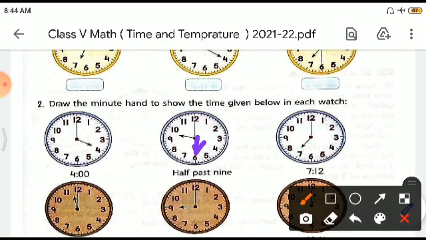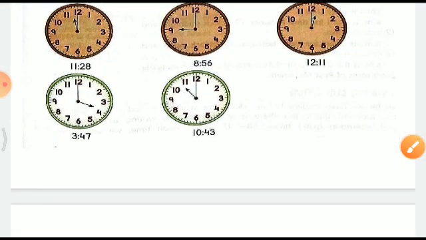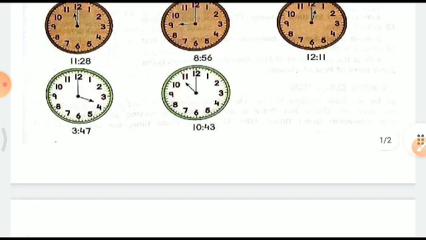The third one, see, 7:12. So for 12 you have to put 1 here, and so on and so forth. You just see the time and accordingly draw the minute hand.